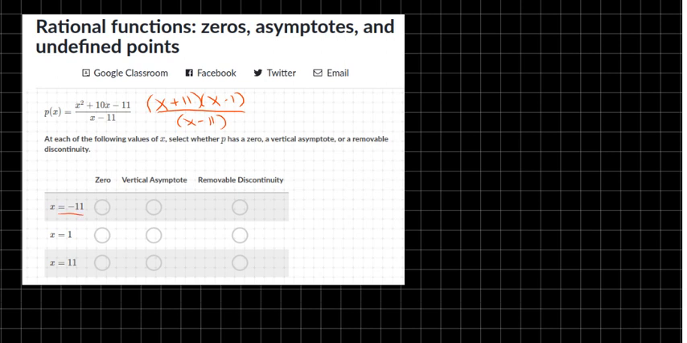X is negative 11. When x is negative 11, that's going to turn our numerator into 0, so we're going to have a 0. When x equals 1, that's going to turn our numerator into 0, so we're going to have a 0. And when x equals 11, that's going to turn our denominator into 0, so that's going to be a vertical asymptote. Let's look at our last one.